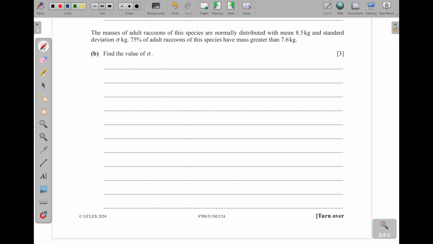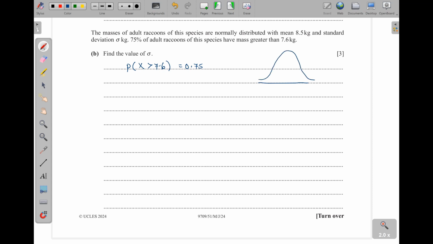That is that. Next, the masses of adult raccoons of this species are normally distributed with mean 8.5 kilograms and standard deviation sigma kilograms. 75% of the adult raccoons of this species have a mass greater than 7.6 kilograms. And we are told here for part B to find the value of the sigma. Okay, now we have probability of x greater than 7.6. That is what is given. Greater than, okay, is equal to 0.75. Okay, the 75%.